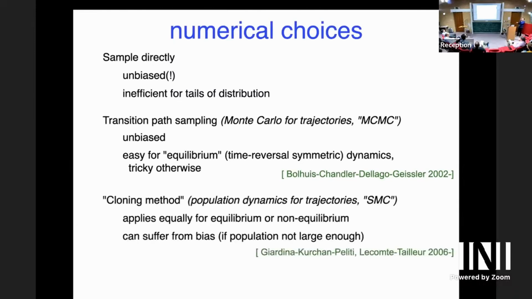Or another thing you can do is this cloning method, which boils down to population dynamics for trajectories, which would be called in the math community sequential Monte Carlo. So you can always choose MCMC or sequential MC. They have their strengths and weaknesses, which we'll talk about. The good thing about the cloning method is that it doesn't need any equilibrium. The bad thing is it's a bit more tricky to analyze the errors, I would say. But it converges. And then there are many other methods that people use, but I would say these are the dominant methods that have proven themselves effective for the moment. I won't really say anything about the others, but you can certainly ask about them.